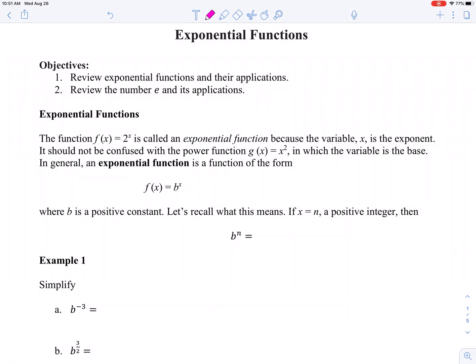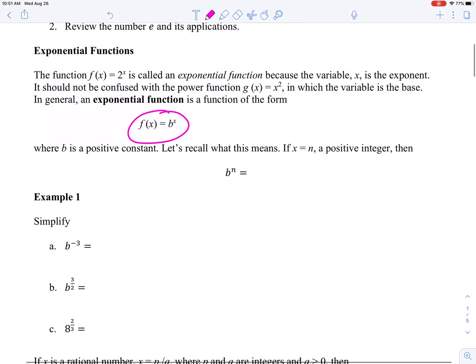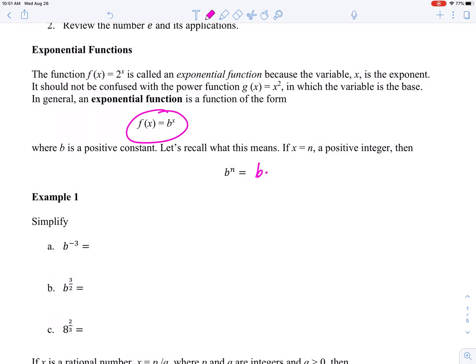In general, the exponential function is a function of the form f of x equals b to the x power, where b is a positive constant. Let's recall what this means. So if x equals n, a positive integer, whole number, then b to the n means simply b times b times b times b, and we keep going, and of course we'll repeat this n times.